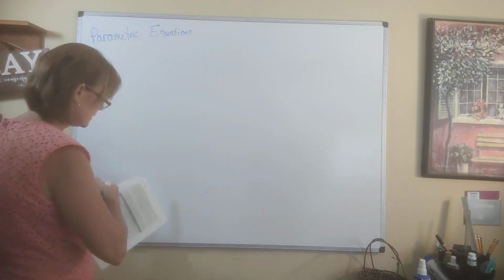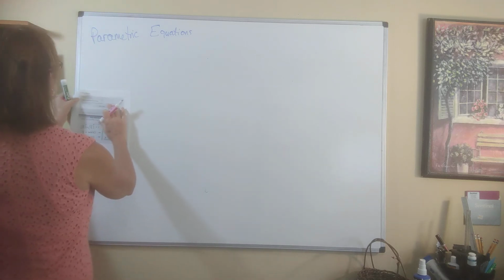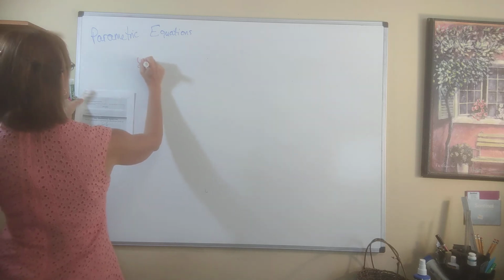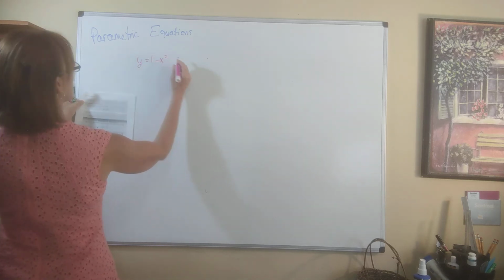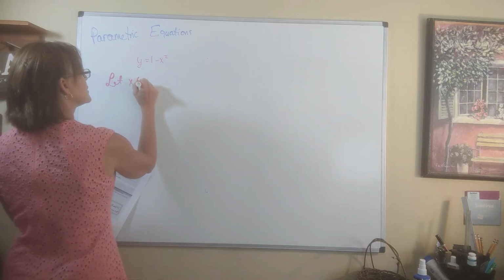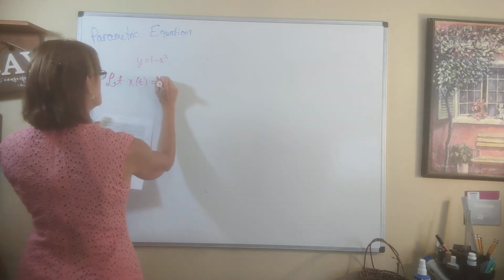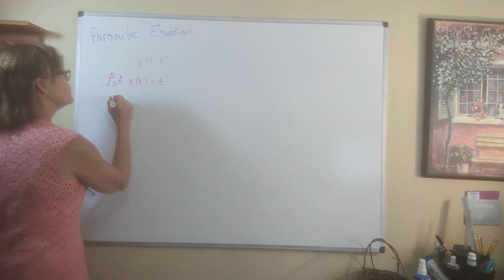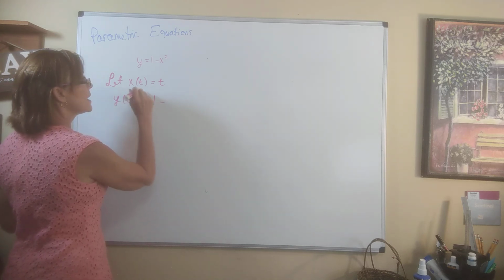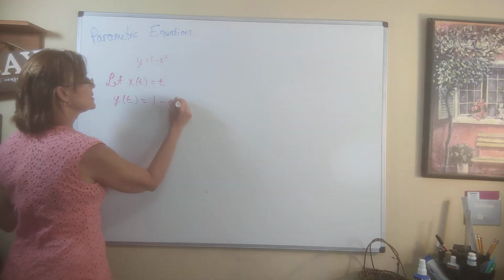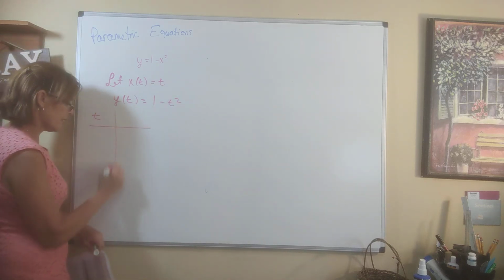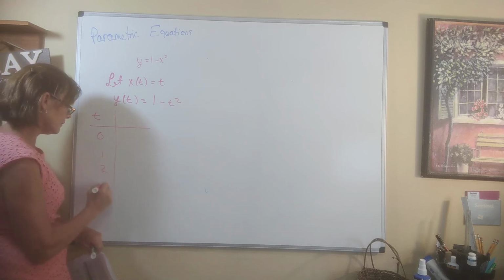What if we've got to find a pair of parametric equations that models y equals 1 minus x squared? What we're going to do is let x, which is dependent on time, equal t. Then y, which is also dependent on time, equals 1 minus x of t squared, or just 1 minus t squared. So these will model our equation. Again, we could do a table of values, 0, 1, 2, 3.